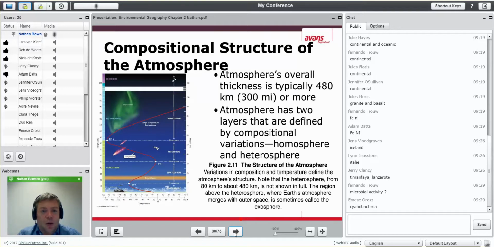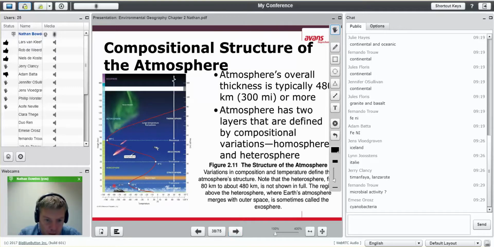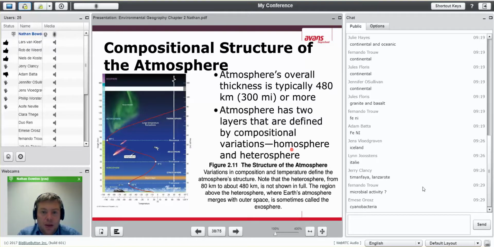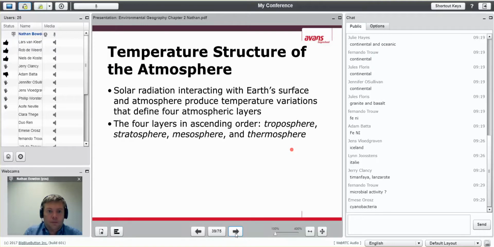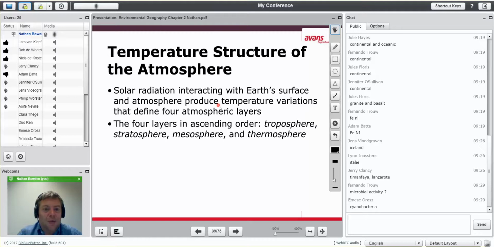The structure of the atmosphere, here's the surface. We're going through this. It's about 480 kilometers thick, approximately. It has two layers defined by compositional variation, the homosphere and the heterosphere. Solar radiation interacts with the Earth's surface, and the atmosphere produces temperature variations into four atmospheric layers. And the four layers are the troposphere, the stratosphere, the mesosphere, and the thermosphere.